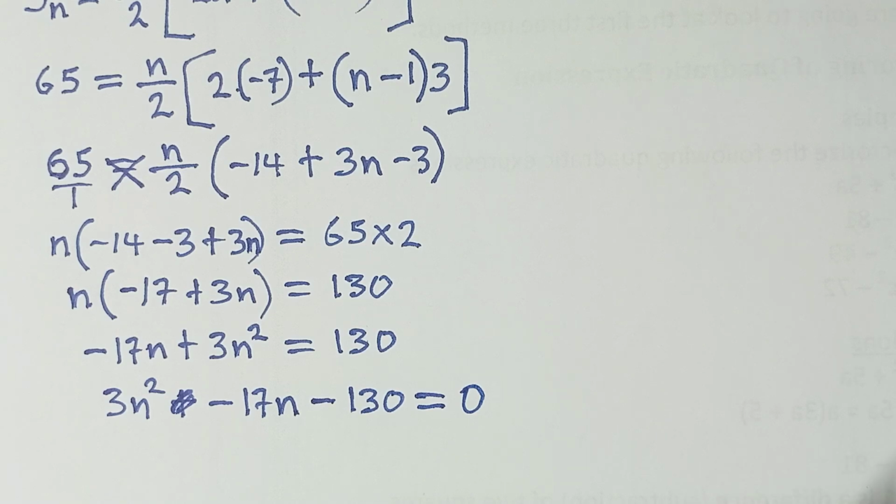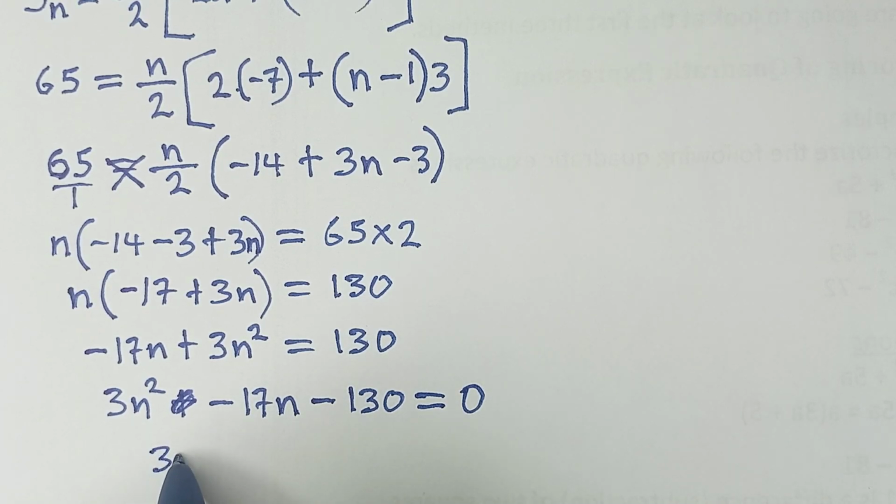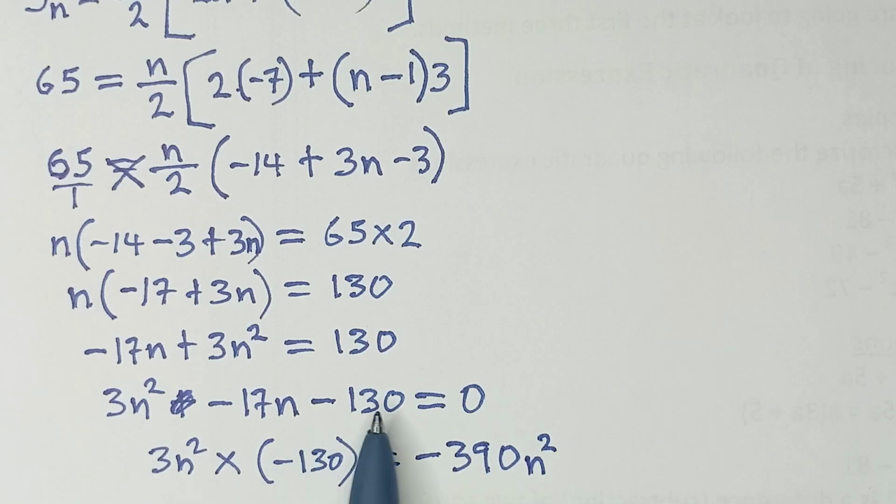Now, in order to solve this further, there's something I would like us to do, because the first thing for us to do when we are solving a quadratic equation like this is to multiply the first and last term. So if I'm multiplying the first term, which is 3n squared, by the last term, which is negative 130, it will give us negative 390 n squared. Don't forget n squared.